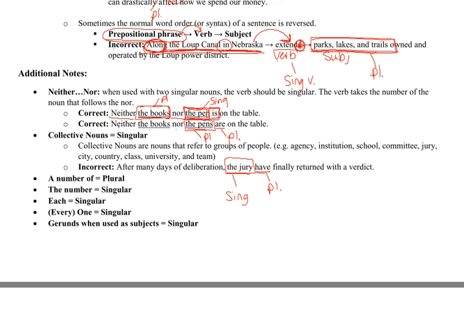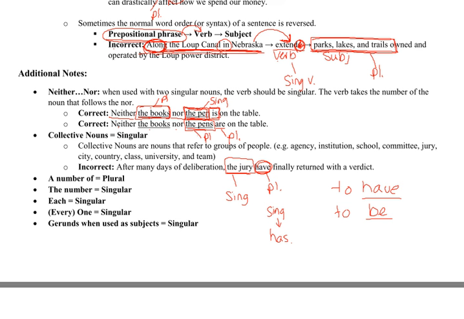So we have to change that plural have to the singular has. And that's something where for to have and to be, you are just going to have to memorize the conjugations. I have, you have, we have, she has.